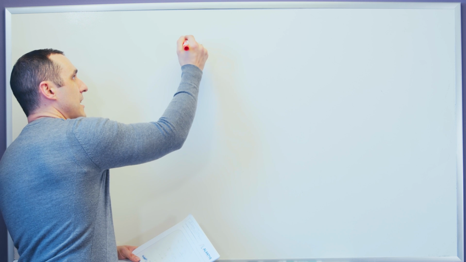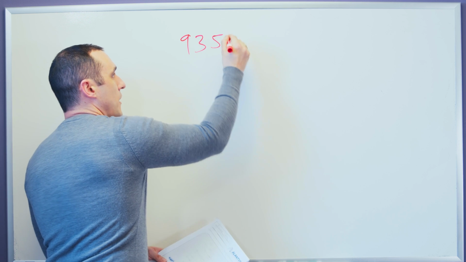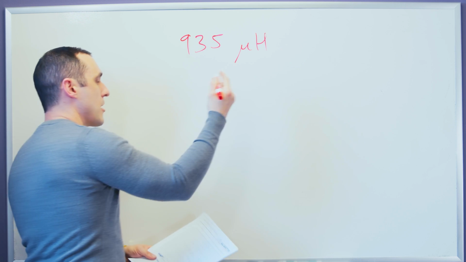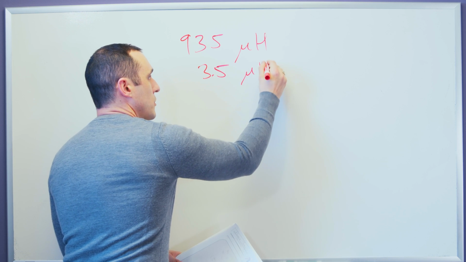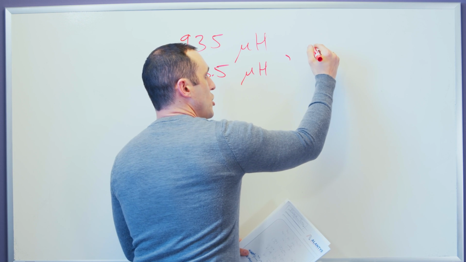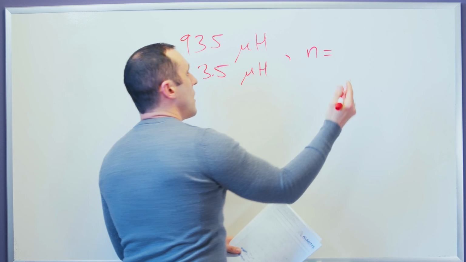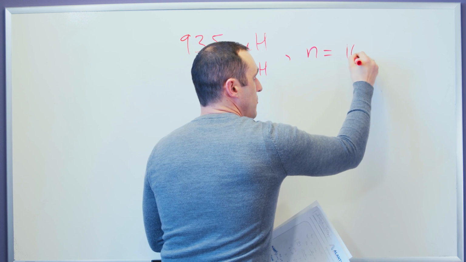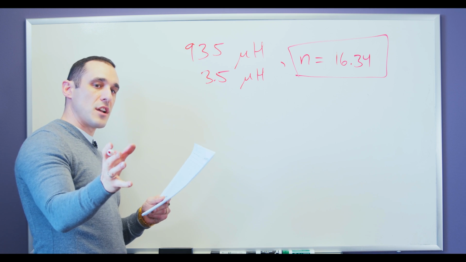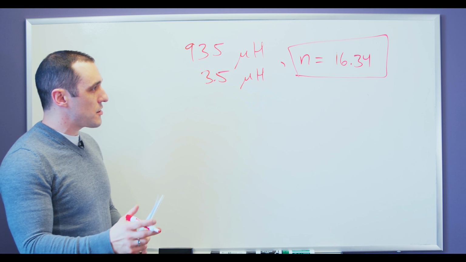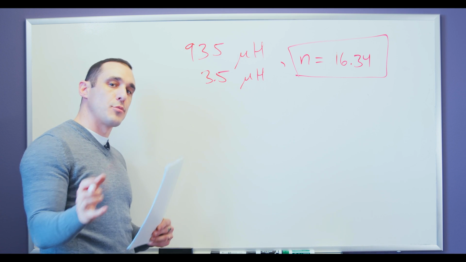First things first, we're just going to call it 935 microhenries on the primary, and on the secondary we had about 3.5 microhenries, so that gives a turns ratio, we'll call it little n, of about 16.34. So this is our turns ratio on that transformer, and it's a little lower than the turns ratio that we designed in the prior video.